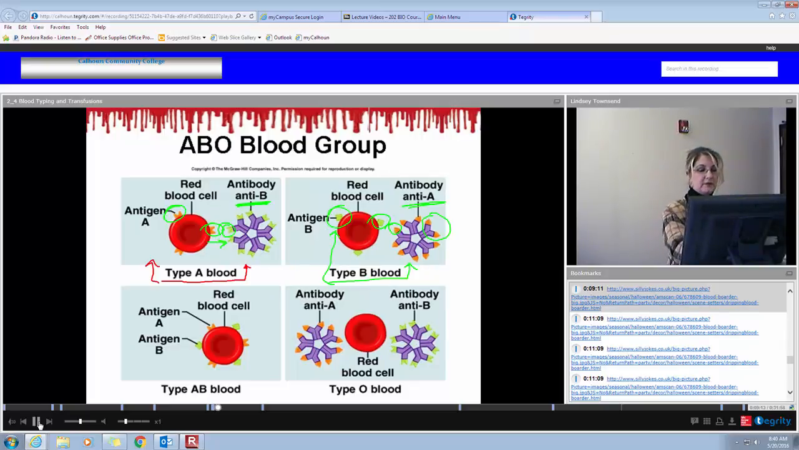Now here we have type AB blood. You can see there are antigens A and B on these erythrocytes. So it's known as AB blood because the erythrocytes have A and B antigens. But what happened with the antibodies? If you look out here in the plasma, there are no antibodies. Of course there aren't, because if you had A antibodies, they would bind to your A antigen. If you had B antibodies, they would bind to your B antigen, and agglutination would occur. So type AB blood has both types of antigens, but no antibodies against A or B.